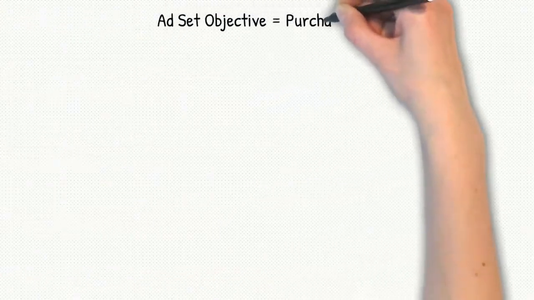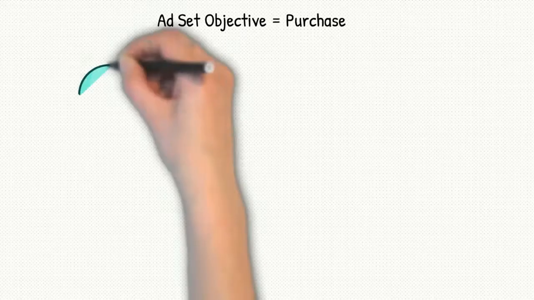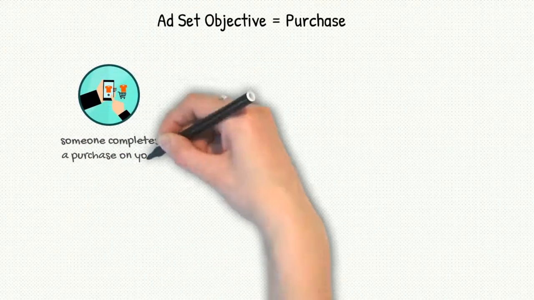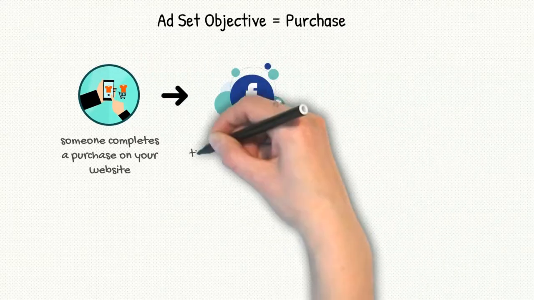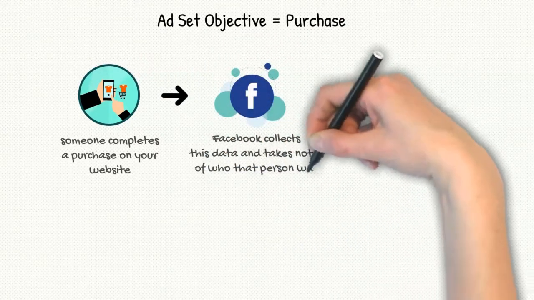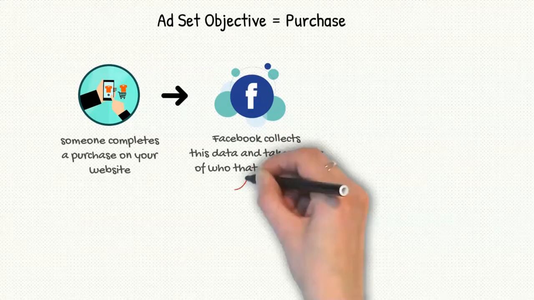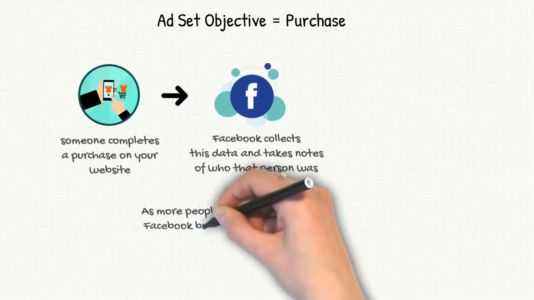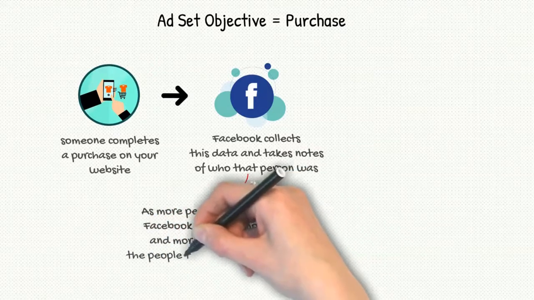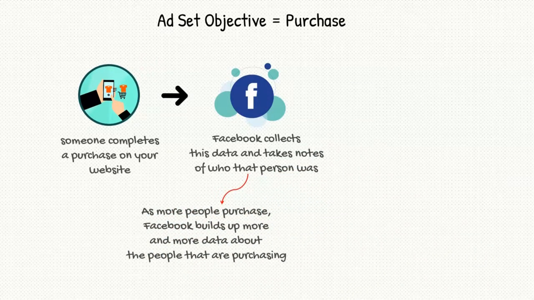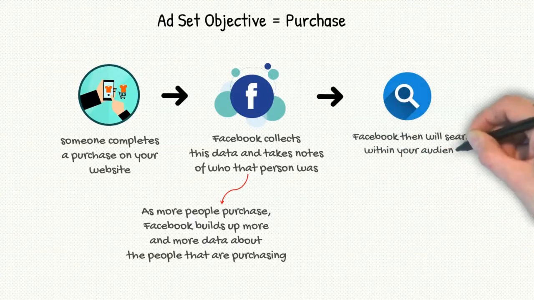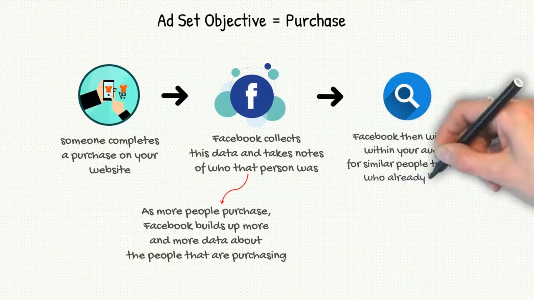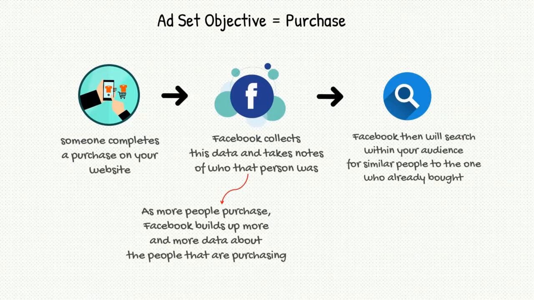If you choose purchase as your conversion event, then every time someone completes a purchase on your website, Facebook will collect this data and take note of who that person was. As more people purchase, Facebook builds up more and more data about the people that are purchasing. Facebook then will search within your audience for people similar to the ones who already bought and show your ad in front of them.